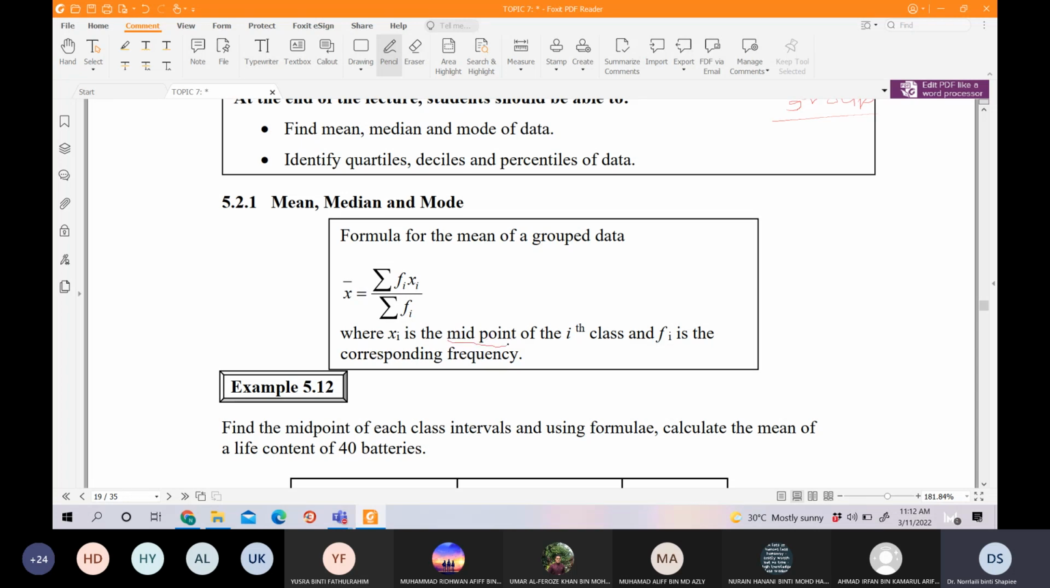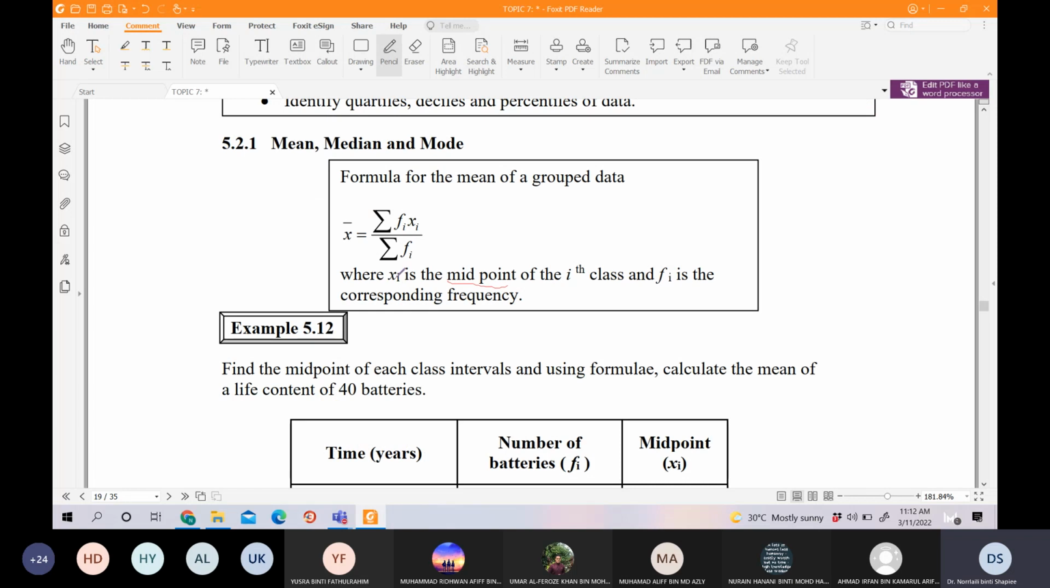Midpoint ni kita dapat daripada mana? Daripada class interval ataupun class limit lah. So total sum of fx divided by sum of f. So you will get the mean.